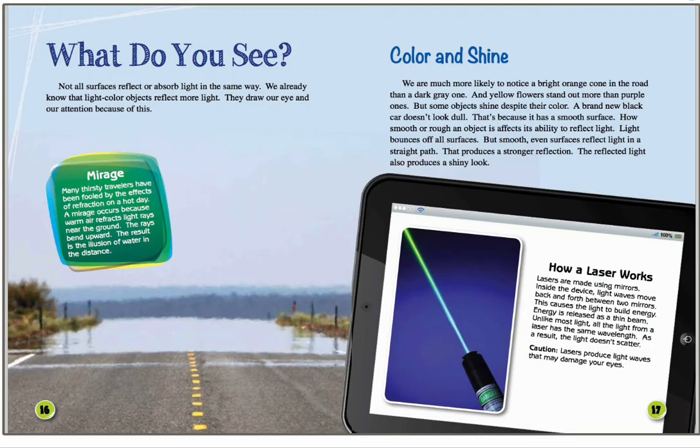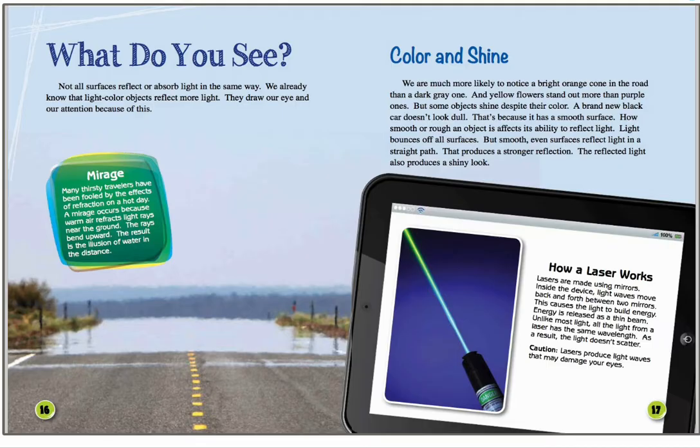Color and shine. We are much more likely to notice a bright orange cone in the road than a dark gray one. And yellow flowers stand out more than purple ones. But some objects shine despite their color. A brand new black car doesn't look dull. That's because it has a smooth surface.